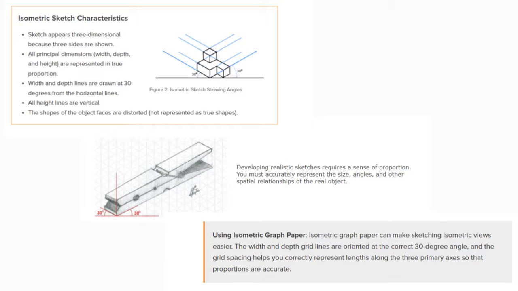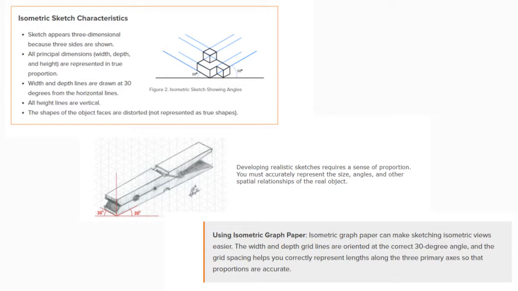All isometric sketches have specific characteristics that we should follow. 1. The sketch should appear three-dimensional because three sides are shown. 2. All principal dimensions, which are width, depth, and height, are represented in the true proportion. 3. Width and depth lines are drawn at 30 degrees from the horizontal lines. 4. All height lines are vertical. And 5. The shapes of the object's faces are distorted, not represented as true shapes.